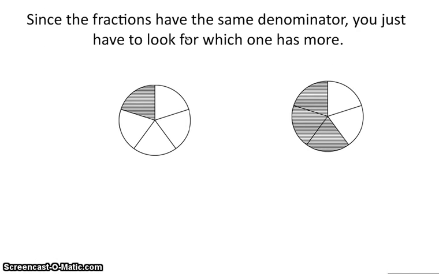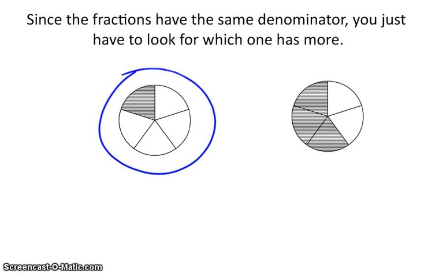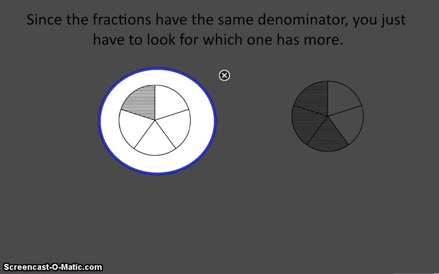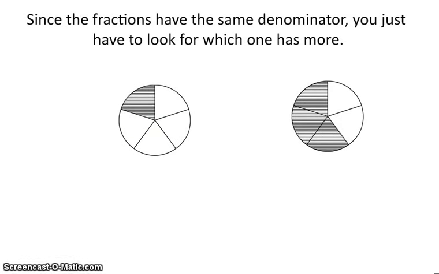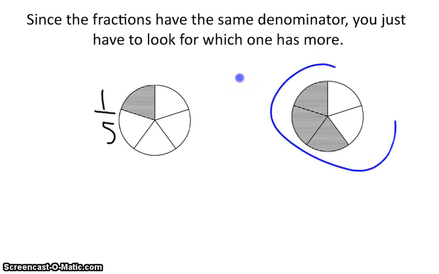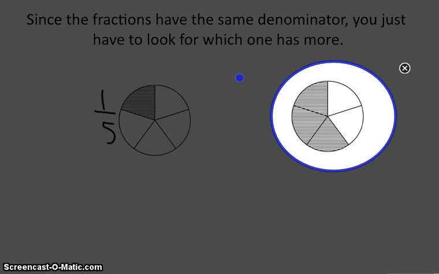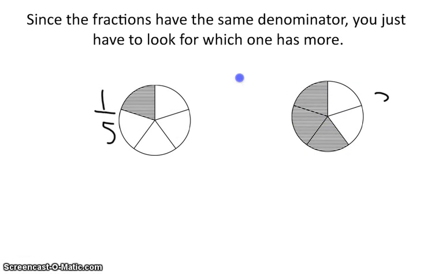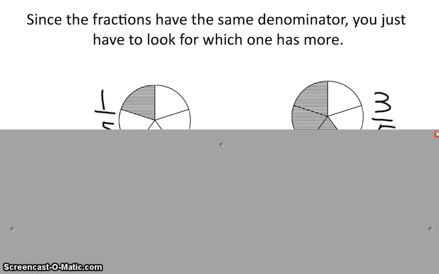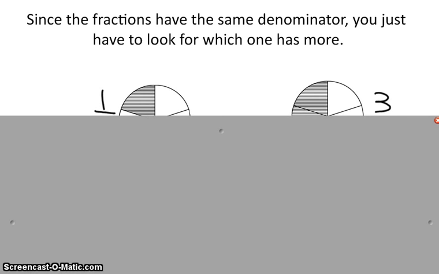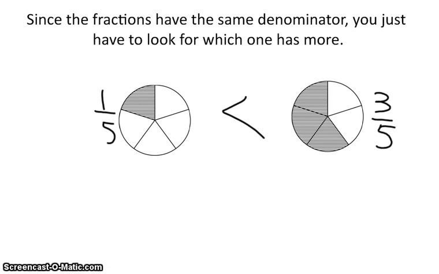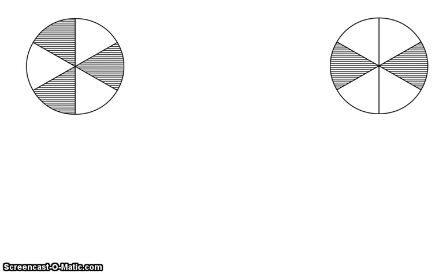Since fractions have the same denominator, you just have to look to see which one has more. This fraction on the left is cut into fifths, and only one of them is highlighted. So 1/5 is here. And then this fraction is cut into fifths, so they'll have the same denominator, but 3 of them are shaded. So this fraction represents 3/5. Now, because the denominators are the same, I really only need to look at the numerator, and I notice that 3 is bigger than 1, so 1/5 is less than 3/5.